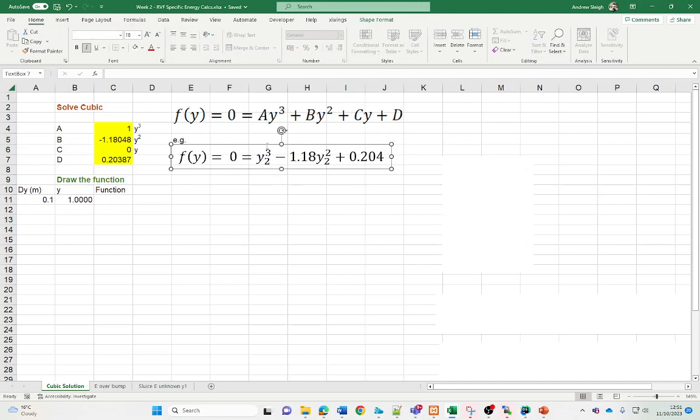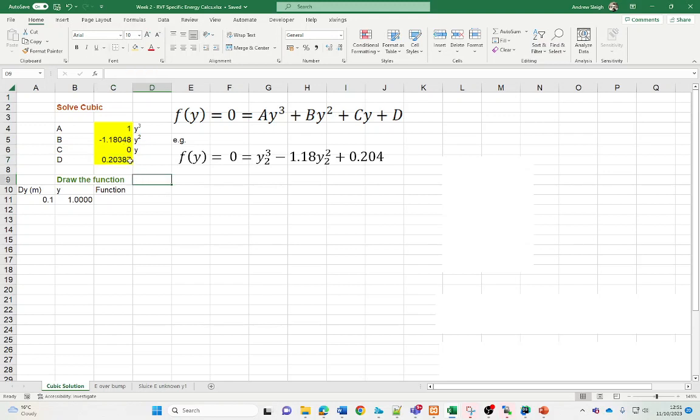So this is the cubic equation that we got from example 1. You'll see that in the slides. We've arranged this so there's 1 y cubed minus 1.18 y squared. There's no y, and there's a constant at the end of 0.204. Now I've written these numbers in these 3 cells labelled A, B, C, D. There's slightly more decimals on the B and D, but don't worry, we could have used 1.18 or 0.204 in here.